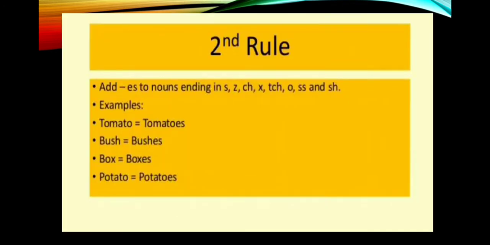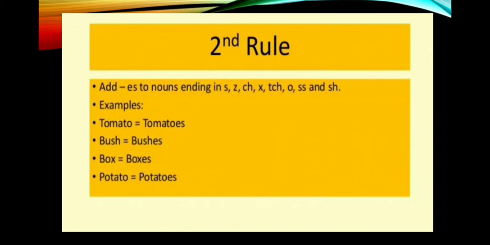Now we'll move to rule number 2. Add es to nouns ending in s, z, ch, x, tch, o, ss and sh. This rule simply means that nouns that end in s, z, ch, x, tch, o, ss and sh, we just add es at the end to make them plural. Let's see some examples. Tomato, tomatoes. Bush, bushes. Box, boxes. Potato, potatoes.